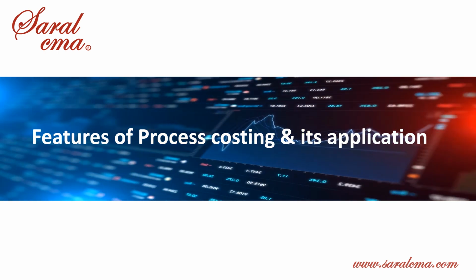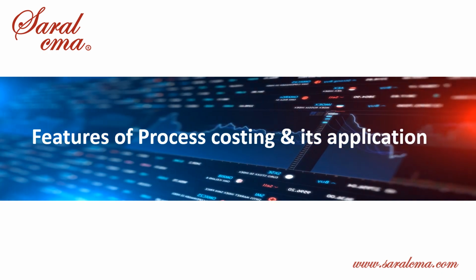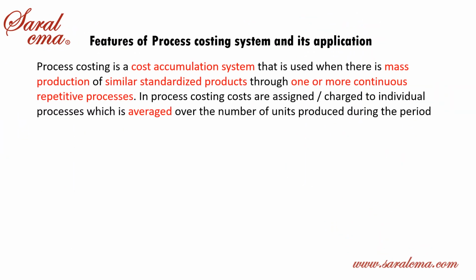Let us move on to study the features of a process costing system and the industries where process costing is followed. Process costing is a cost accumulation system where products are mass produced and all the products are standardized products. Process costing is a continuous, repetitive process. In the process costing system, all the costs that are incurred are averaged over the number of units produced. This is done because tracking each product's cost is not practicable and it is not cost effective either. By averaging, I mean the total cost incurred in a process is taken and divided by the number of units produced.